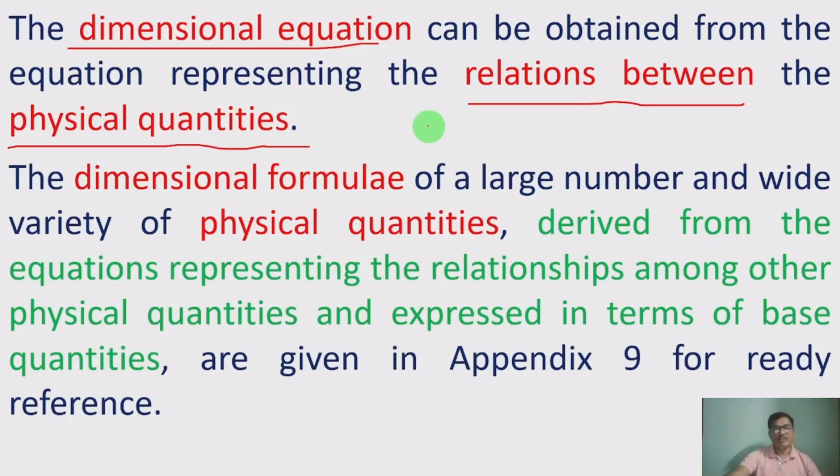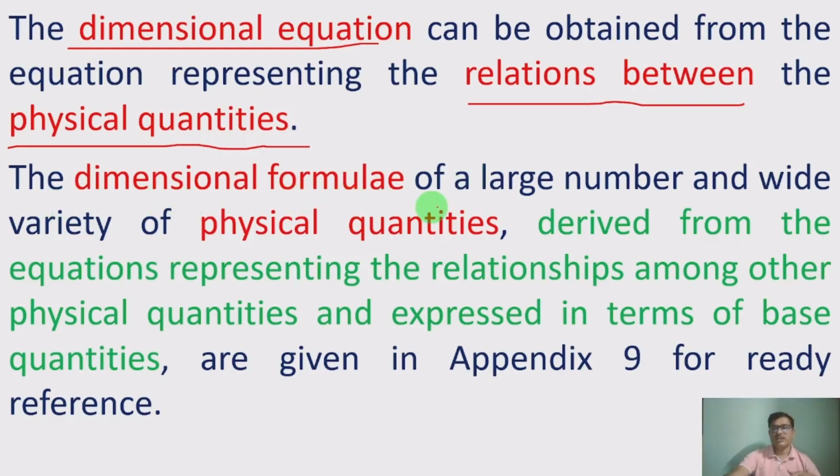For velocity, we have taken the displacement per unit time, that is L by T. L is a physical quantity and time is also a physical quantity, and the relation, the numerator and denominator relation, is what the particular velocity has with the other physical quantities. Those relations we are going to represent in these dimensional equations.